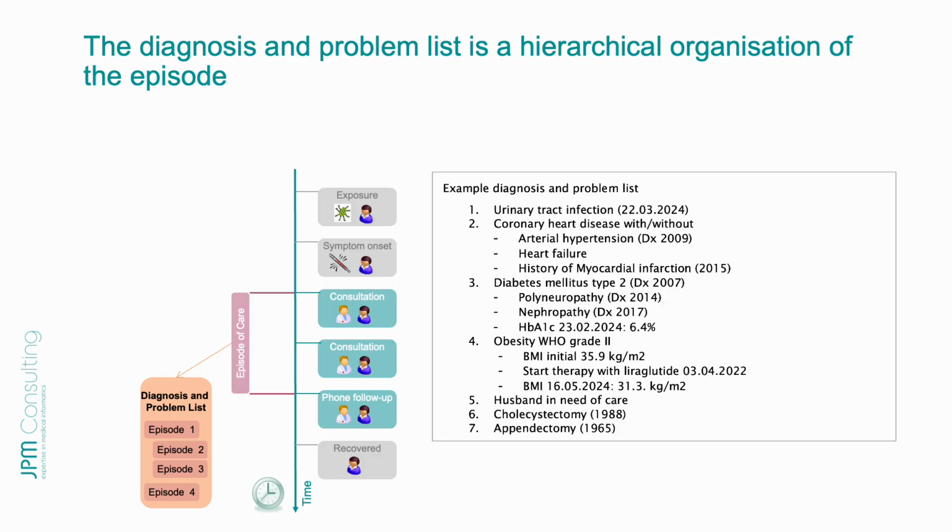Here is an example of a diagnosis and problem list. The main problems are shown as a numbered list. Under each main problem, related secondary problems are listed as indented items. For instance, coronary heart disease can have related conditions such as hypertension, heart failure, and a post-myocardial infarction. And diabetes can be linked to complications like neuropathy or nephropathy and to key results such as laboratory results. So this view gives a structured, clinically meaningful hierarchy rather than a flat list.